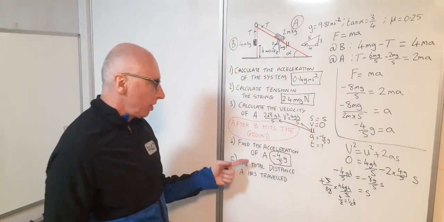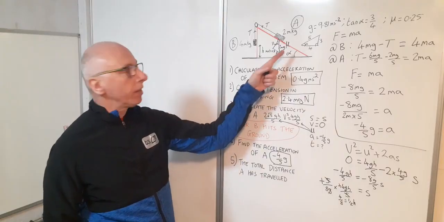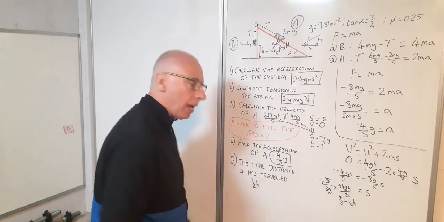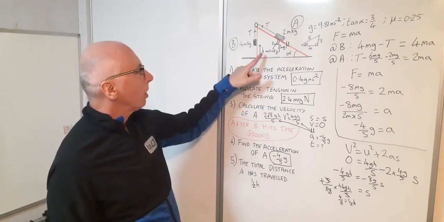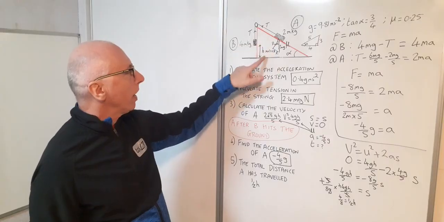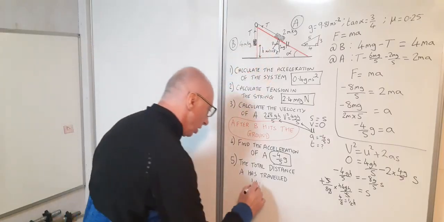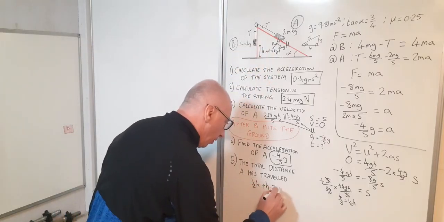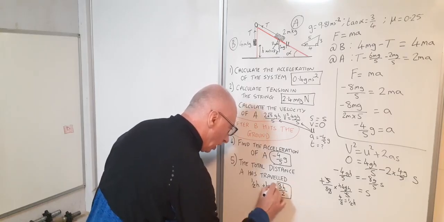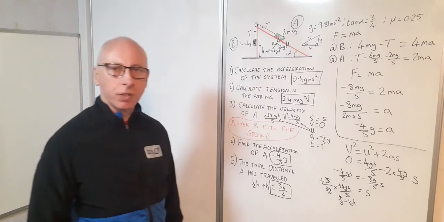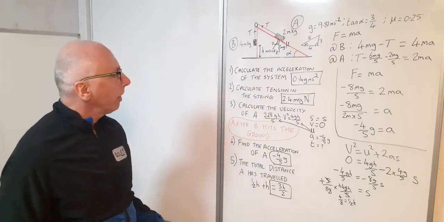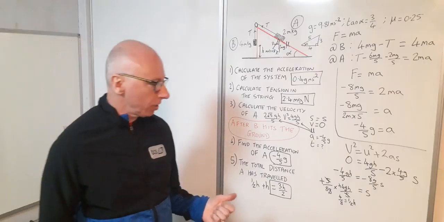But that's only the distance after B has hit the floor. So I've got half of h. What's the total distance? Well, when B fell to the ground, A would have come with it, so it would have also travelled by h. So therefore I've got 3h over 2 as my total distance travelled. Okay, so that's quite a good question there, and that completes all of our calculations.